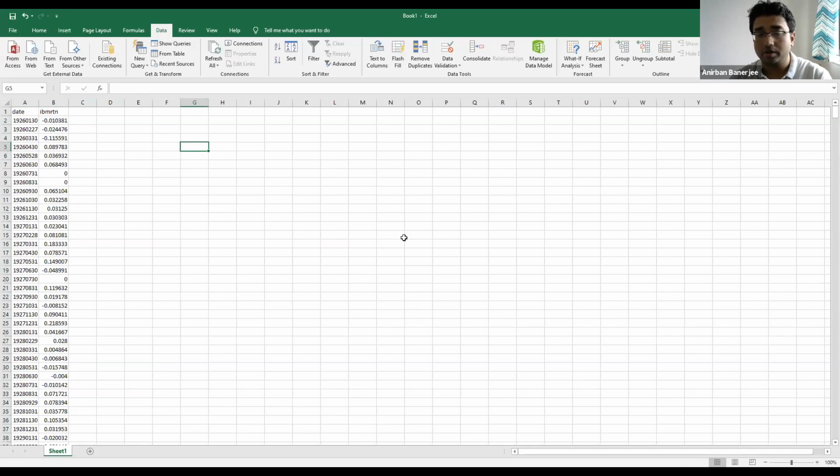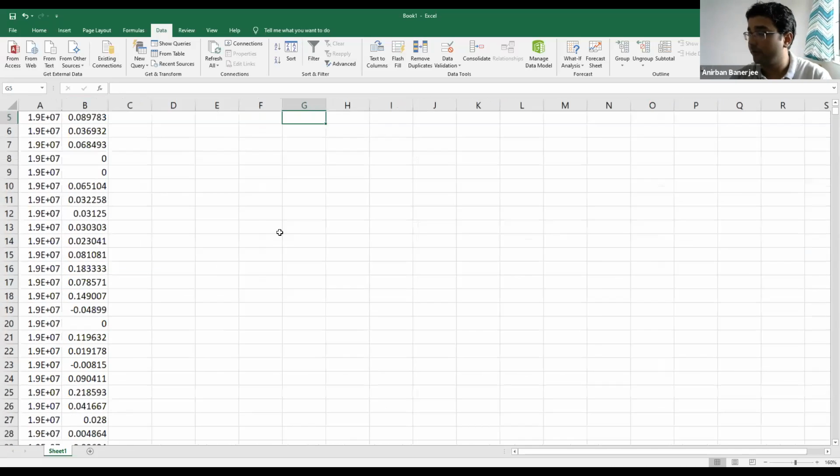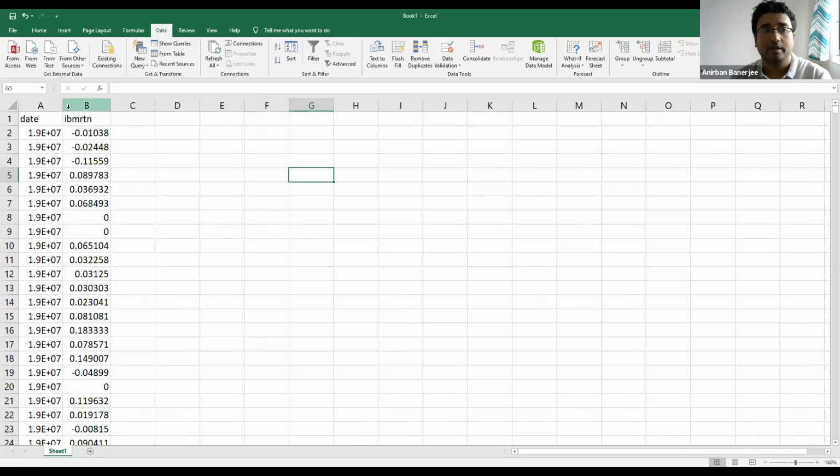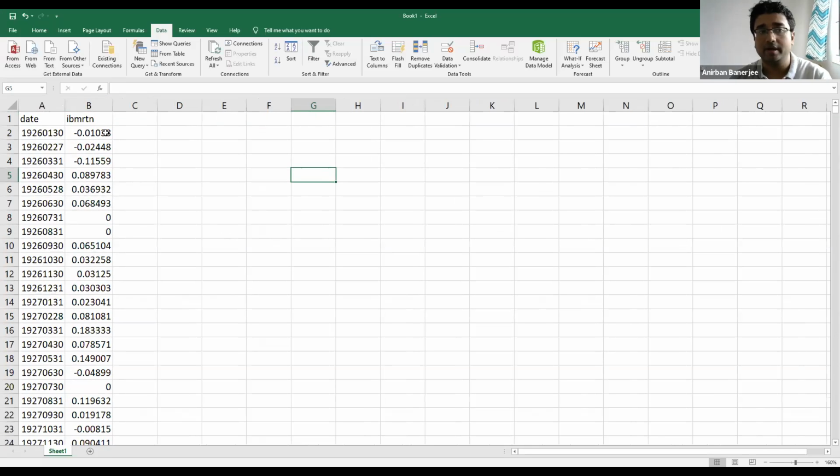So this is the data set we saw, right? All of you can see this Excel file, right? So this is the date parameter and IBM results. So this is essentially your RT that you are testing.